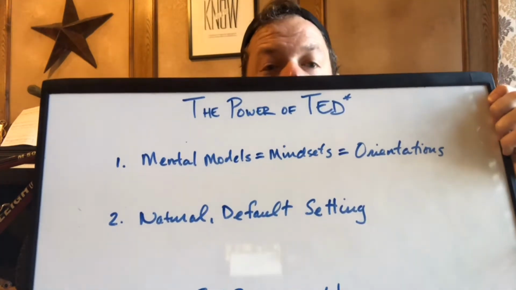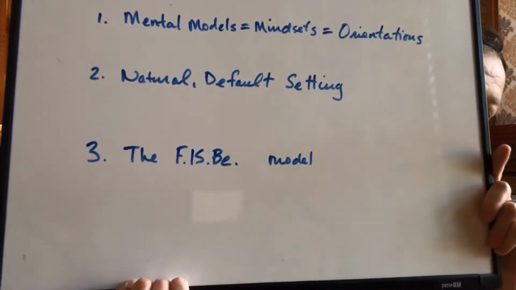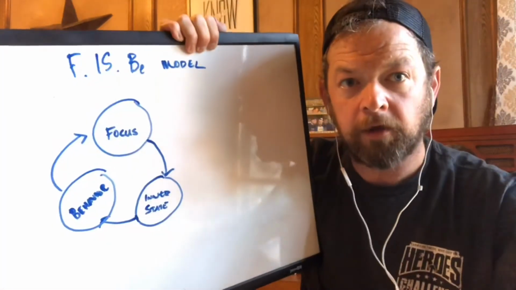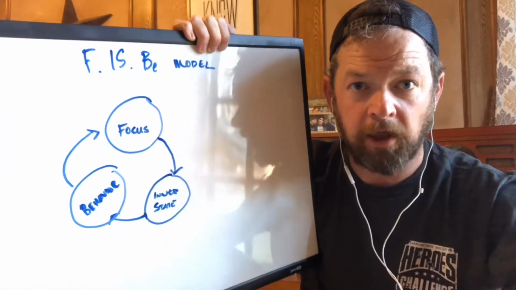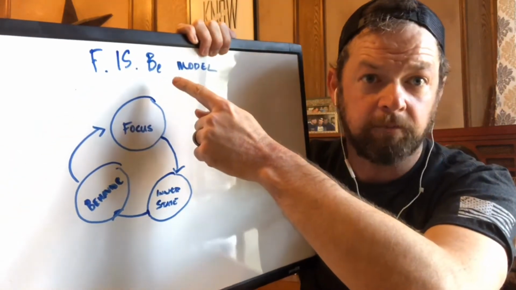Fundamental number two is that there is a natural default setting, a way of behaving that we automatically come back to. The third one is the FISBE model, F-I-S-B-E, which stands for focus, inner state, and behavior. F stands for focus, IS stands for inner state, and BE stands for behavior.